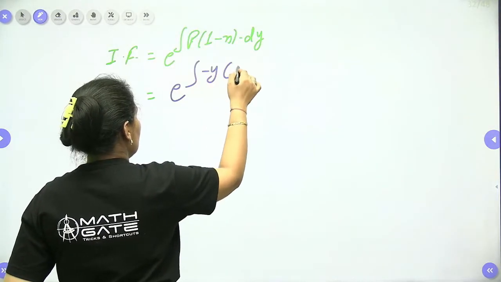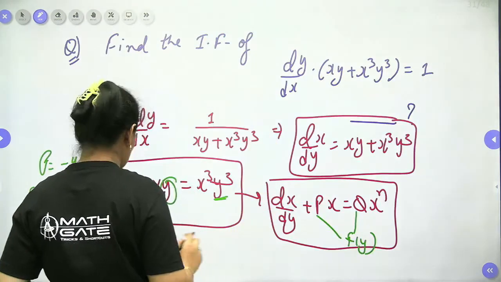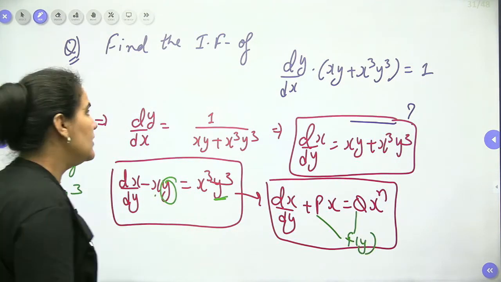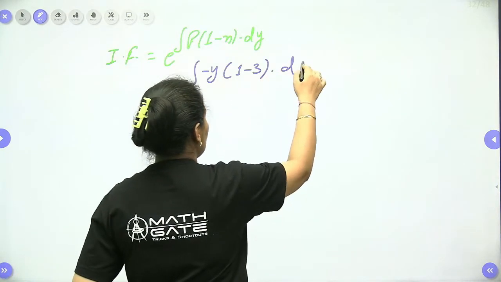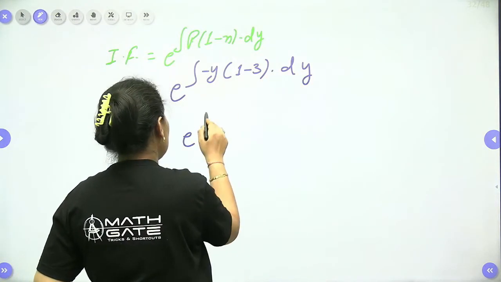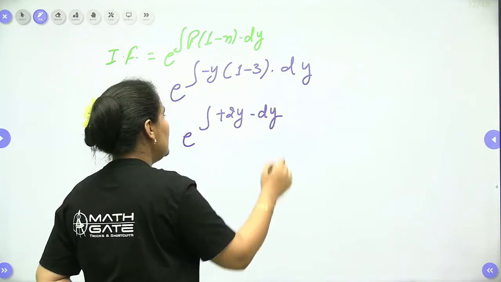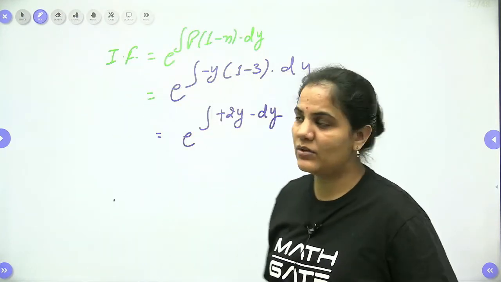Since 1 minus n equals minus 1, n is equal to 3 only, guys. You can see easily that n is equal to 3, right? So when you approach it, it will be e to the power of minus plus 2y dy. Okay, let's integrate it with respect to y only.